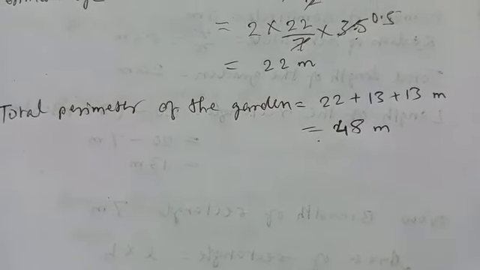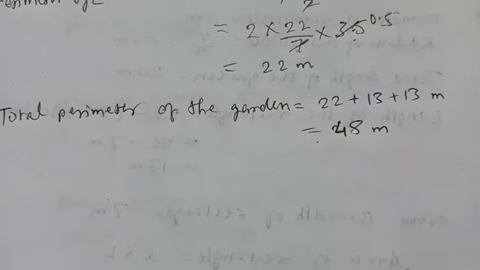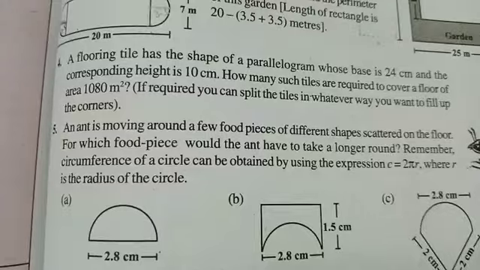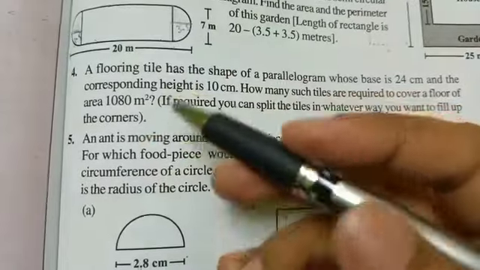So this is a very long question. First of all, you have to find the area and then the perimeter. Understood? Now the next part, question number 4.